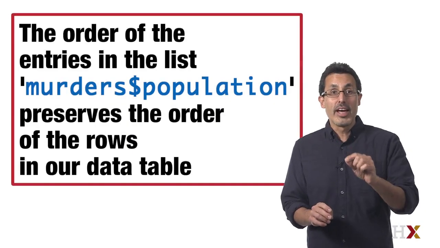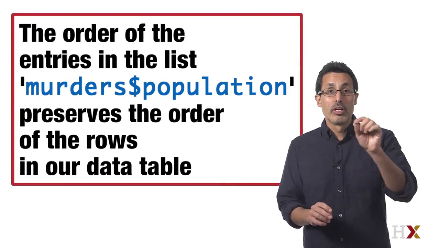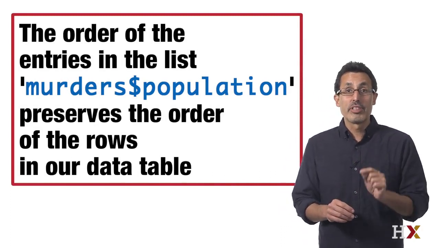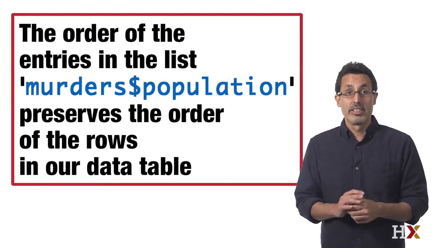It is important to know, for the rest of the analysis we're going to do, that the entries in the murders$population list that we get preserve the order of the rows in our data table. As you will see, this will later permit us to manipulate one variable based on the results of another.